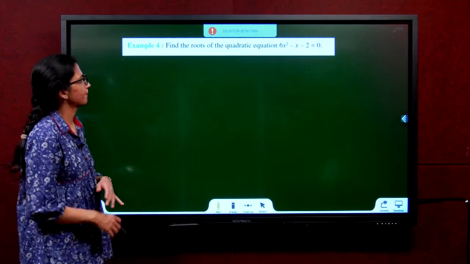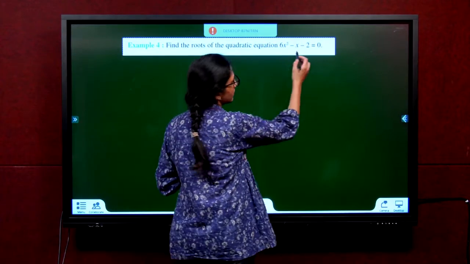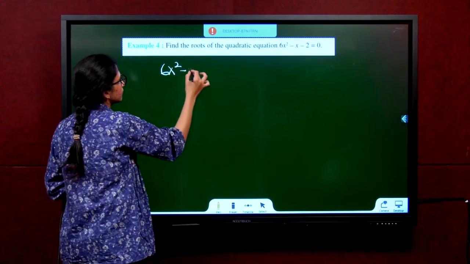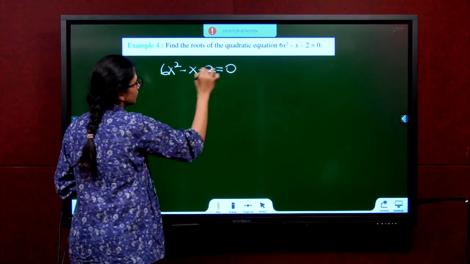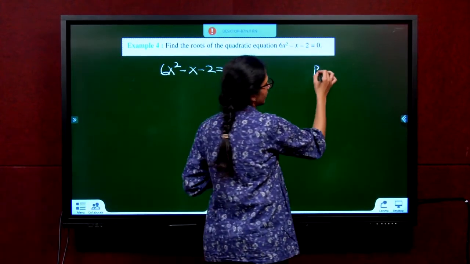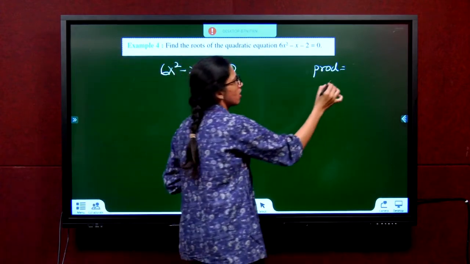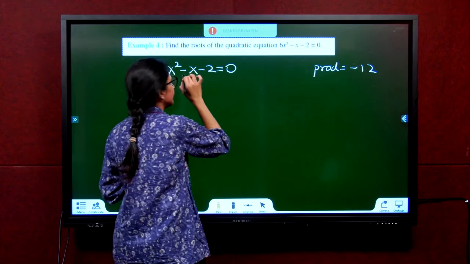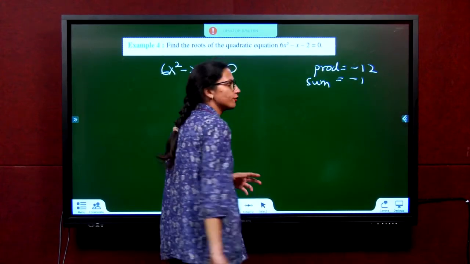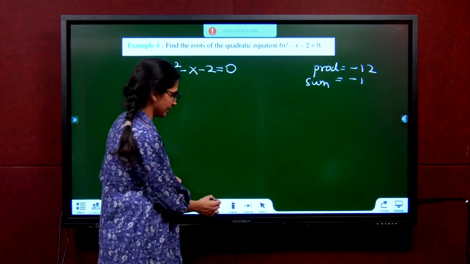Moving on to the next example, example 4. Find the roots of the quadratic equation 6x square minus x minus 2 equals 0. You have to factorize it. First we will see what should the product be. First term and last term multiplication: 6 into minus 2 is minus 12. Middle term minus 1, that is nothing but the sum. So you have to find two numbers whose product is minus 12 and sum is minus 1.